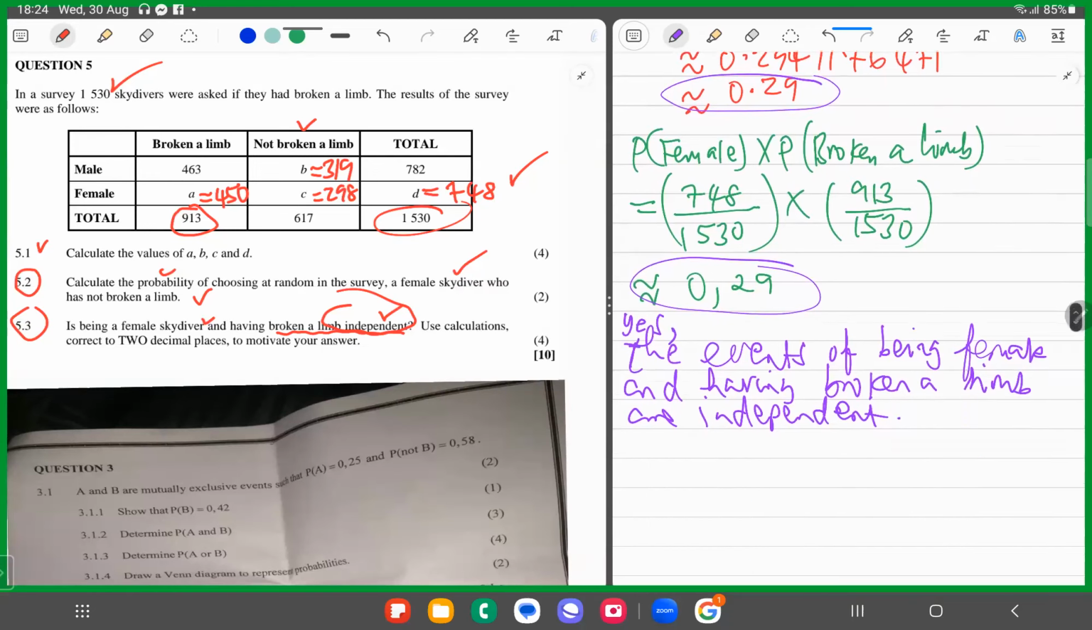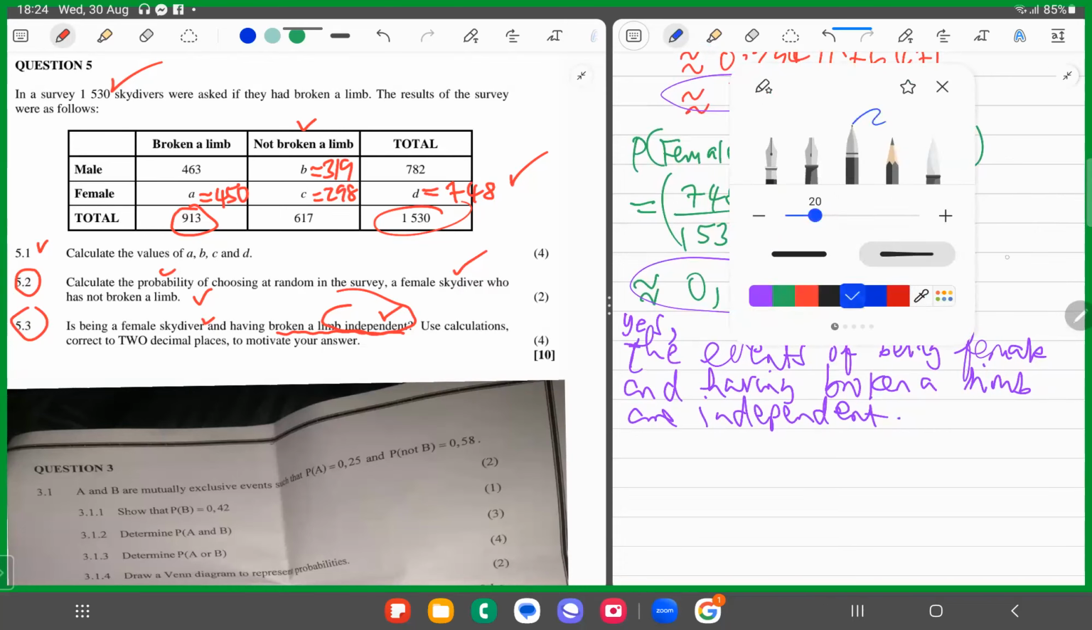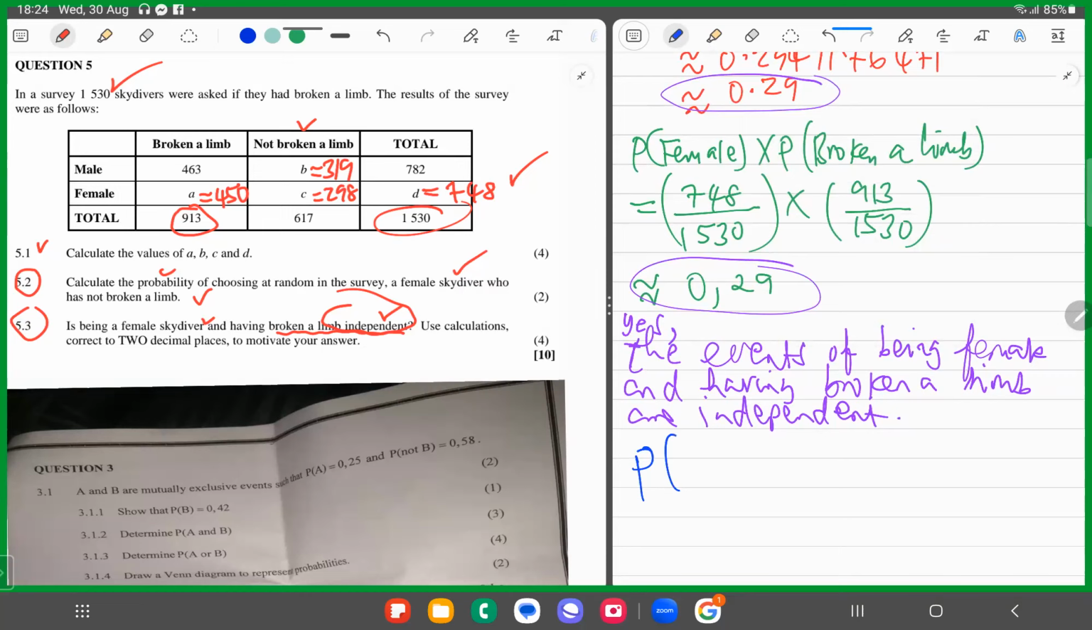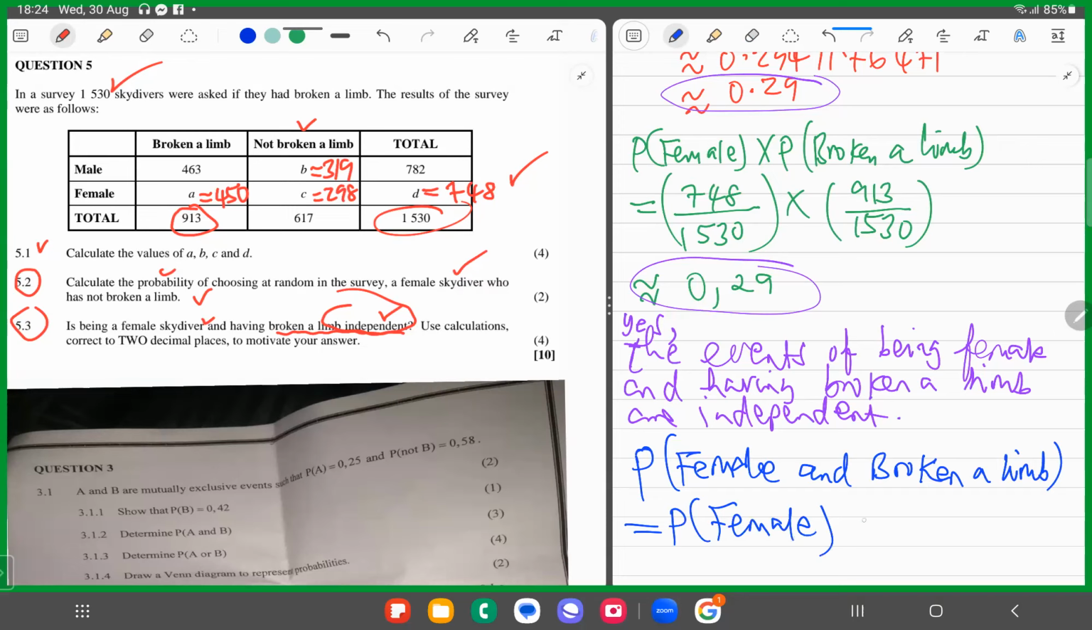obviously, is that with independent events, I want to bring to attention that you have the probability of this. The probability of female and broken a limb. Therefore, the probability of female and broken a limb is the same as the probability of female multiplied by the probability of broken a limb.